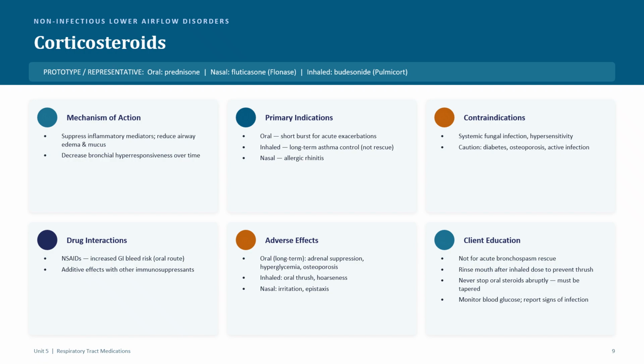Corticosteroids are next, and corticosteroids are the anti-inflammatory workhorse of this entire section. And I want you to notice something structural about this slide before we even get into the details. It's organized by route, not by drug name. Oral prednisone, nasal fluticasone, inhaled budesonide. Same basic anti-inflammatory mechanism, three different clinical roles depending on where it's delivered.